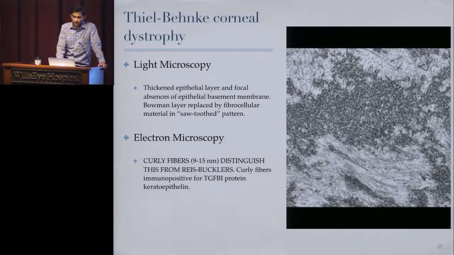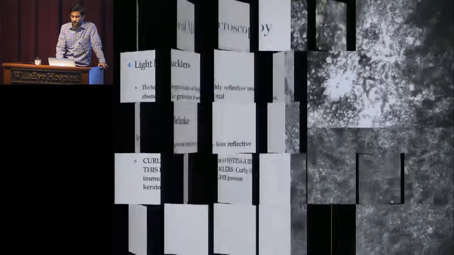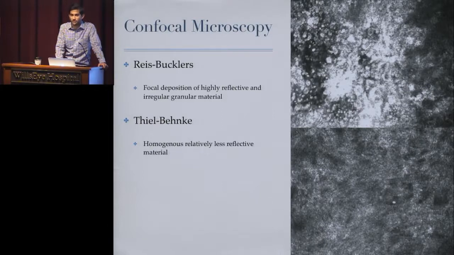and that's how you distinguish it from Reis-Bucklers. But what's kind of neat is, let's say you don't want to do a transplant, you don't have tissue, you can use confocal microscopy, and I rarely look at a confocal, so by no means am I an expert, but I can tell the difference between the two. So the top right is Reis-Bucklers, the bottom left is Thiel-Behnke. You see more of this hyper-reflective focal deposition of stuff with Reis-Bucklers. And with Thiel-Behnke, it's more homogeneous, a lot less reflective. And this is at the level of Bowman's layer.